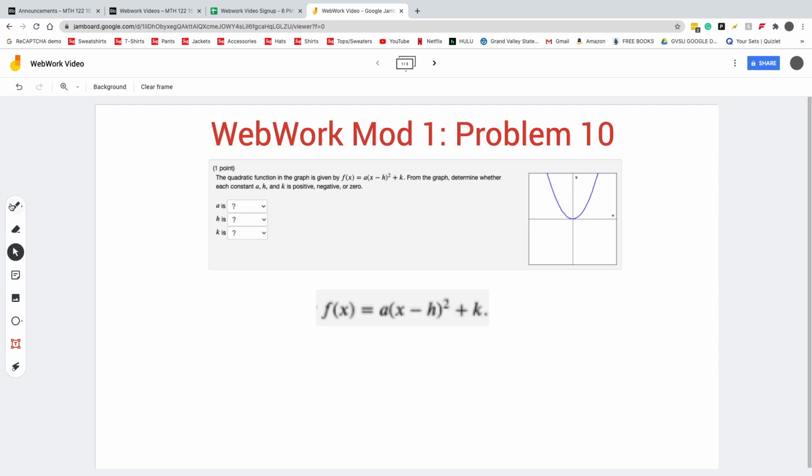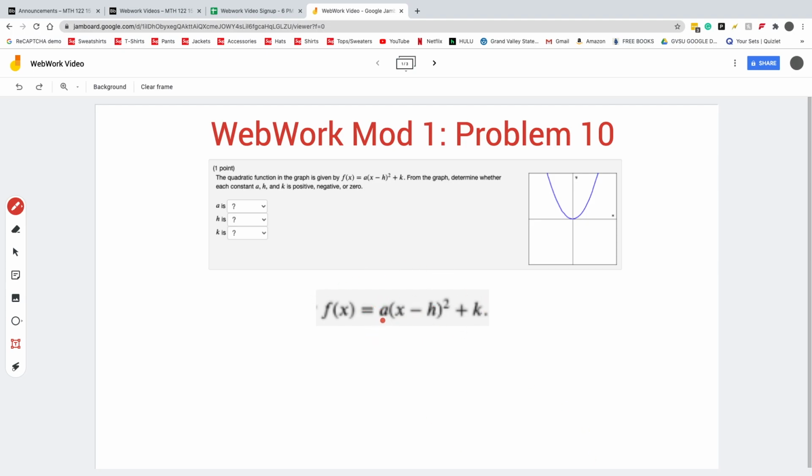So as you can see, this problem is asking, the quadratic function in the graph is given by this equation right here. I have it down here too. This is vertex form, and when looking at this graph over here, it wants us to determine if A is positive, negative, or 0, if H is positive, negative, or 0, and if K is positive, negative, or 0. I think the easiest way to start this would probably be to go through this equation and decipher what each of these things do.